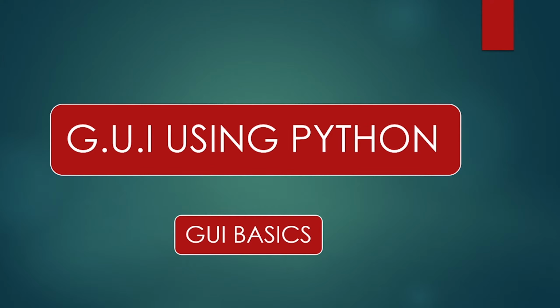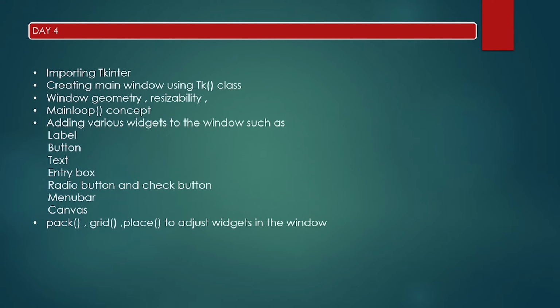So today is our fourth day of our bootcamp, that is GUI using Python. In the previous 3 days we have covered the basics of Python whichever are necessary for GUI, right? So from today onwards, next 3 days we will be doing the basics of GUI, and in the last day we will be doing a small project, right? So let us see what are the topics which we need to cover for today.